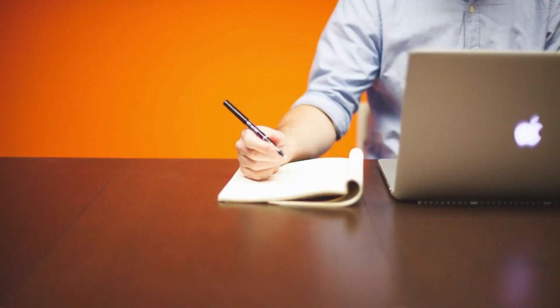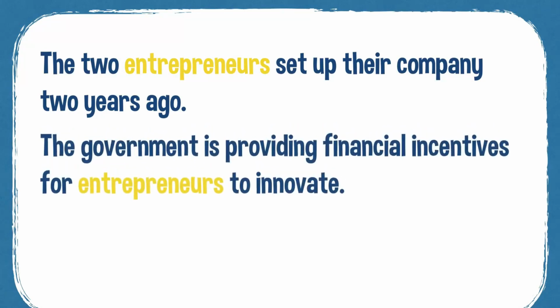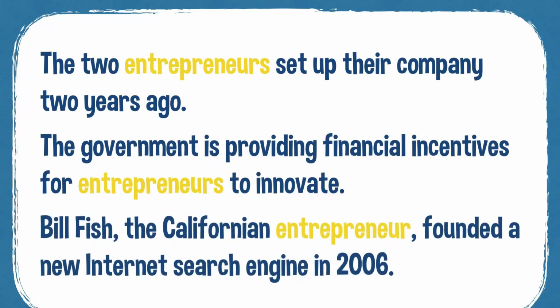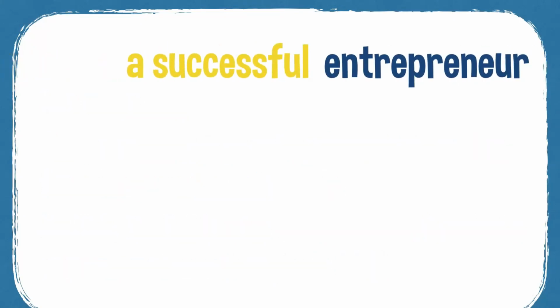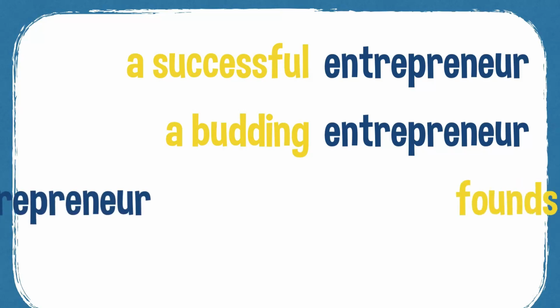Here's an entrepreneur at work on his MacBook. So some examples. The two entrepreneurs set up their company 2 years ago. The government is providing financial incentives for entrepreneurs to innovate. Bill Fish, the Californian entrepreneur, founded a new internet search engine in 2006. So some common collocations. You can have a successful entrepreneur, a budding entrepreneur. That's somebody who wants to become an entrepreneur.